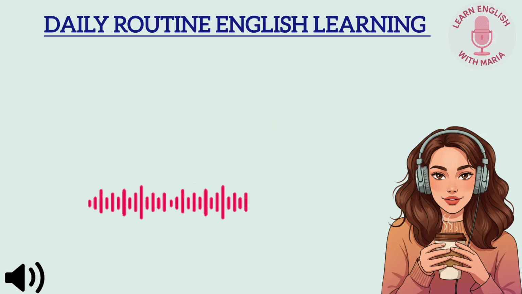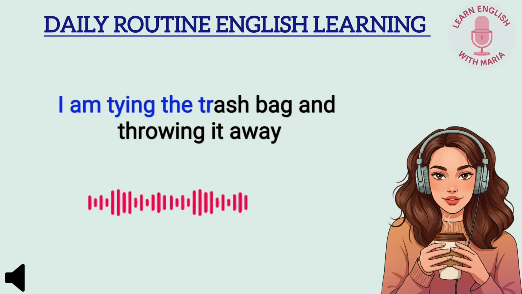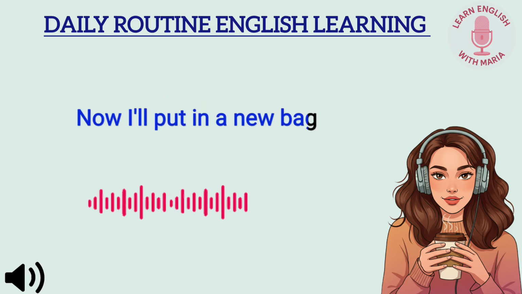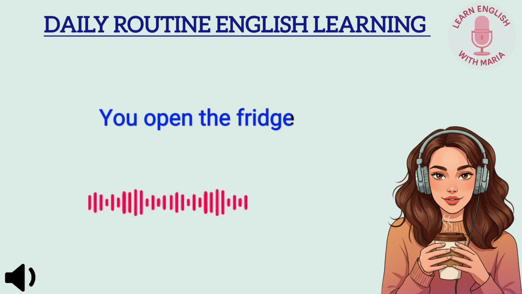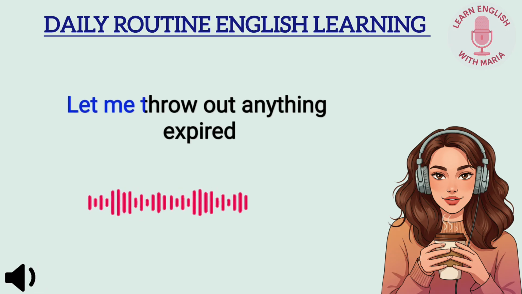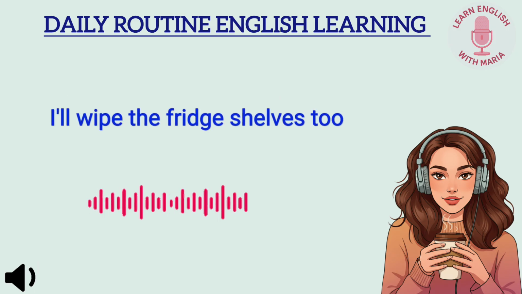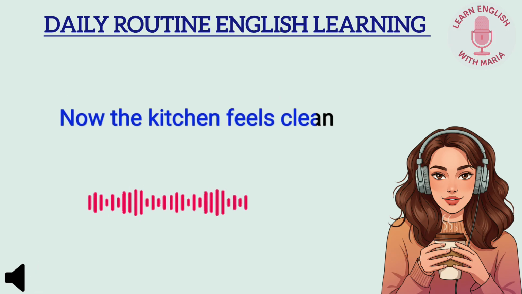You check the trash. The trash is full. I need to take it out. I'm tying the trash bag and throwing it away. Now I'll put in a new bag. You open the fridge. I'm checking the fridge for old food. Let me throw out anything expired. I'll wipe the fridge shelves too. Now the kitchen feels clean.